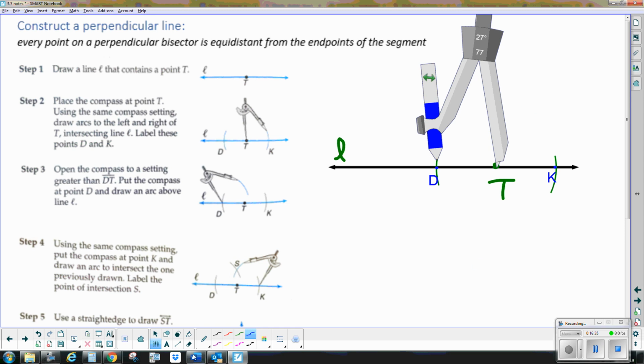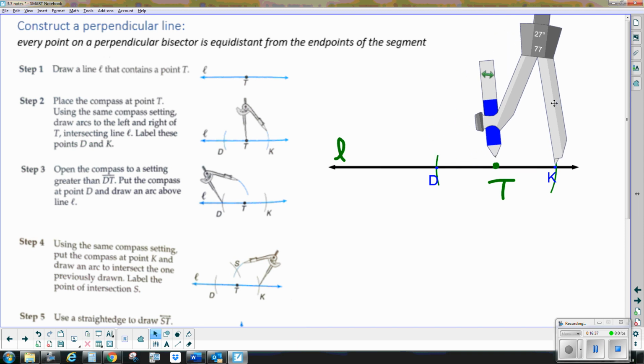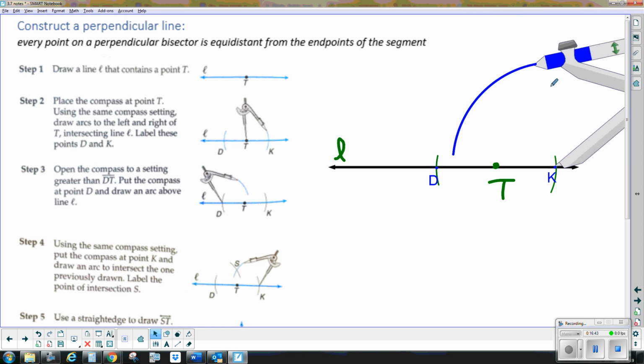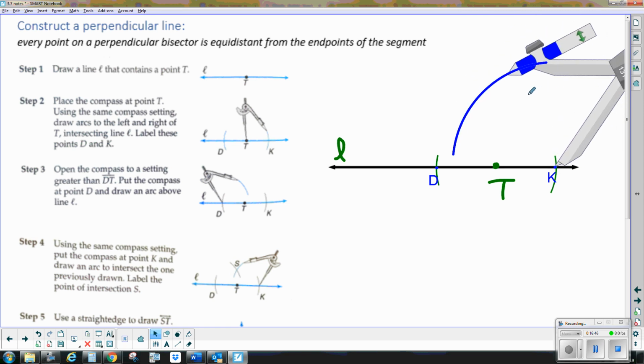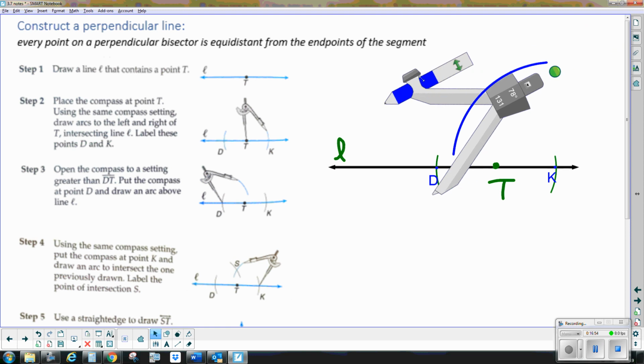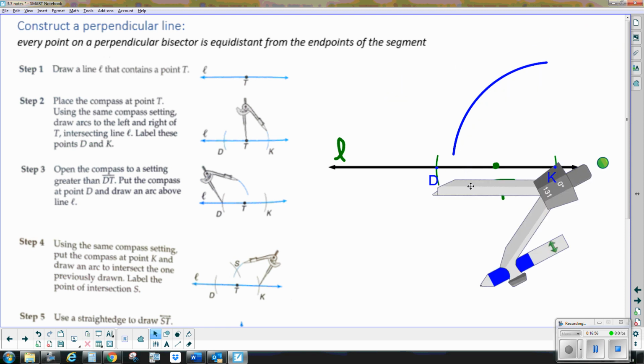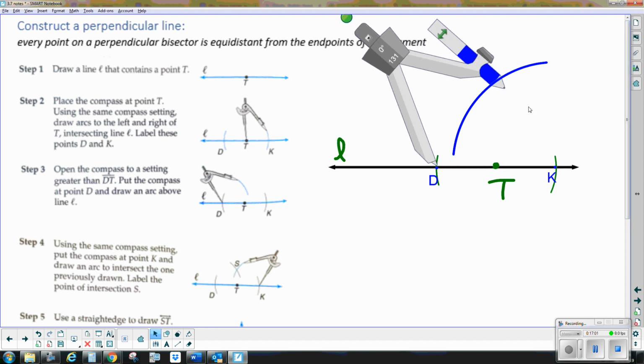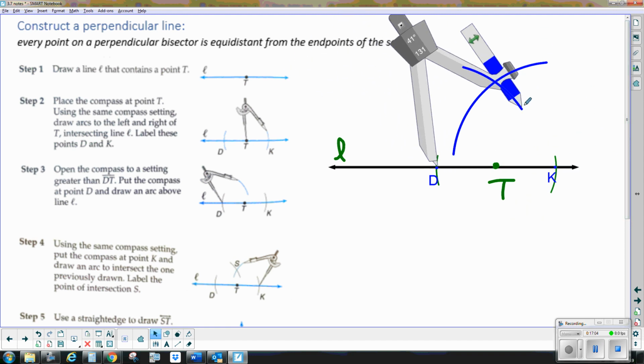And my statement says that every point on a perpendicular bisector is equidistant from the endpoints. So I'm going to make my compass a little bit bigger. And I know that because I'm drawing an arc of a circle, every point on this arc is the same distance away from K. Okay, K is my center. Every point on that arc is the same distance away from K. I also want it to be the same distance away from D, so I'm going to keep my radius the same, and I'm going to move over here and draw the same arc from center D.